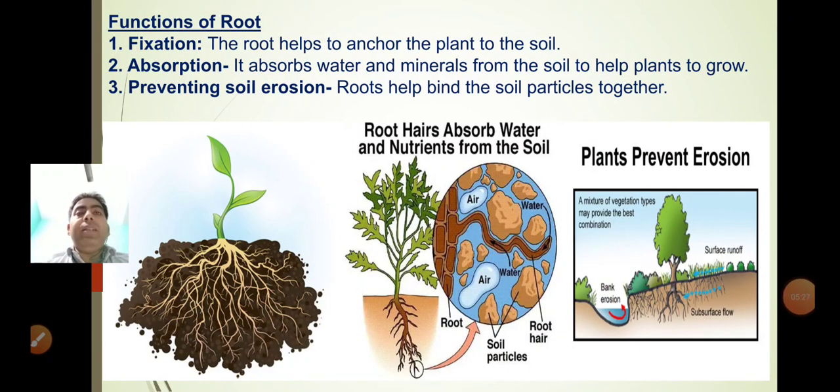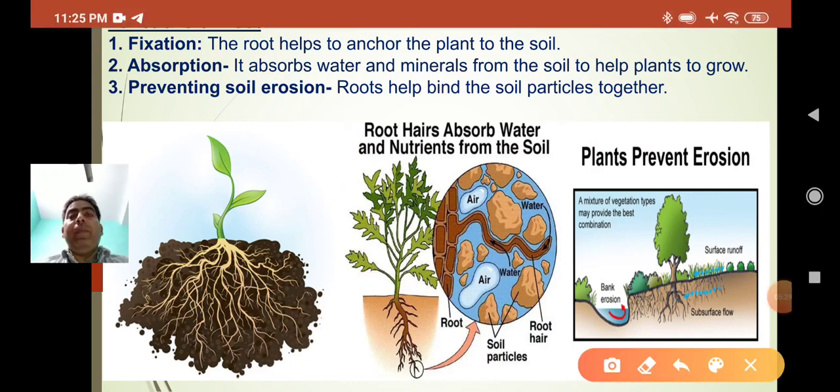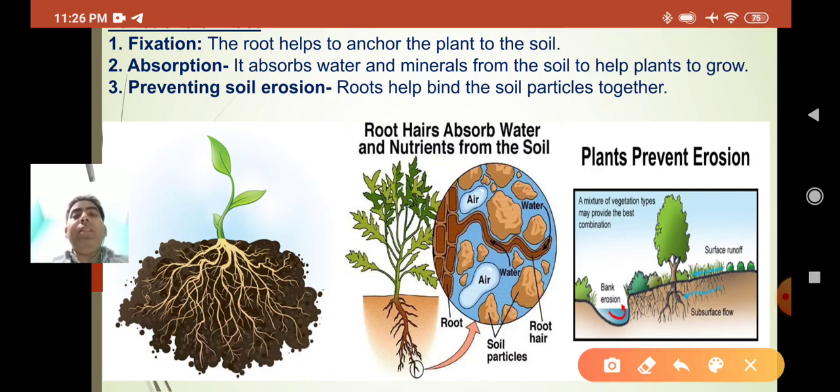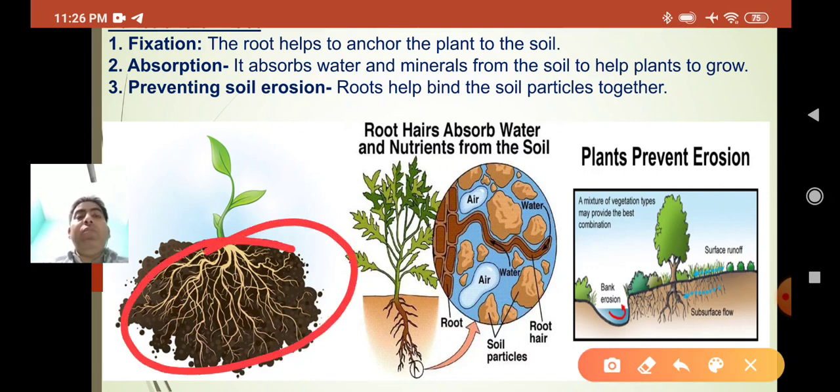Now we will discuss the functions of root. What are the functions of root? The first function of root is fixation. What is fixation? You can see here, the root is spread out into the soil and holds the plant firmly to the ground. The roots are spread out into the soil.